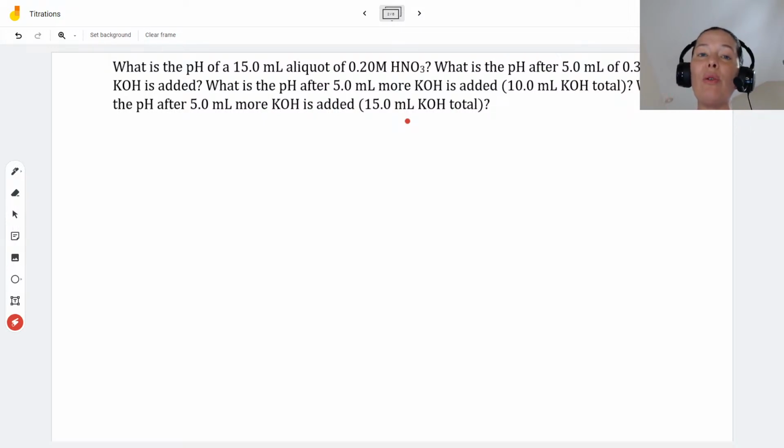So what we're going to do is we're going to take this stepwise, and we're going to have 4 different calculations. So we're going to calculate the pH at different points in this titration.